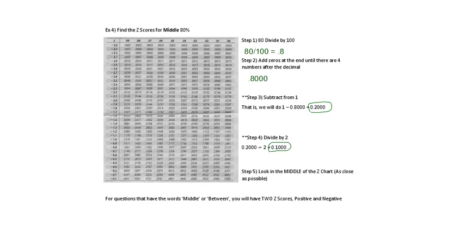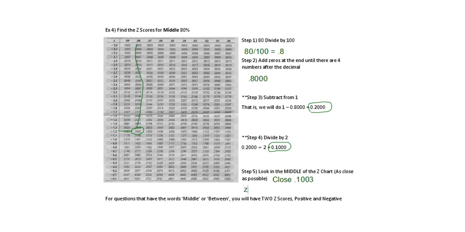So the next step is to look for 0.1000 or as close as possible. And the closest to that is going to be 0.1003. All right. So let's see if we can find it. 0.1003. It is right here. I found it. So our z-score is going to be z equals negative 1.28.